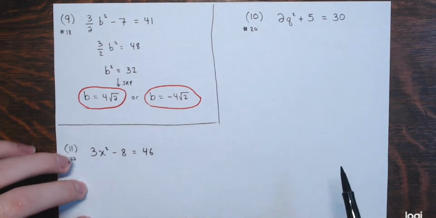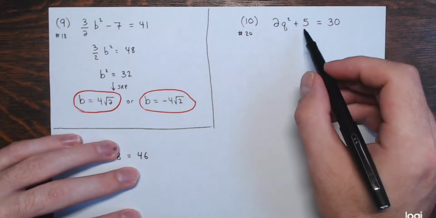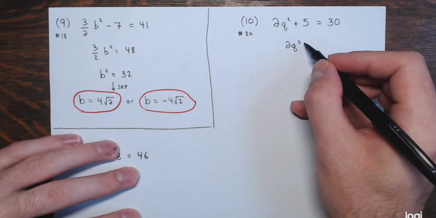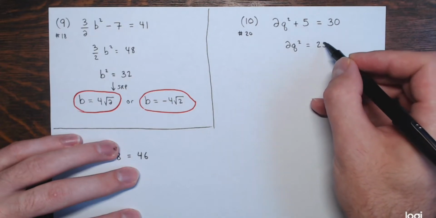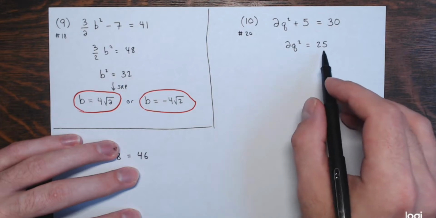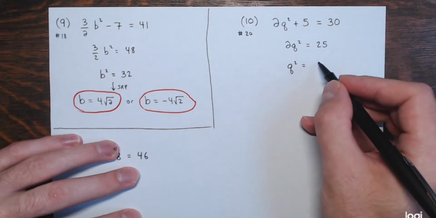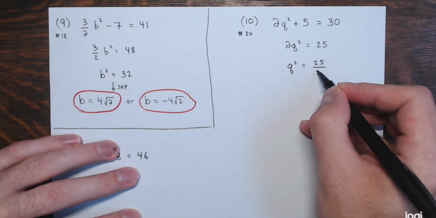All right. Example 10, which is exercise 20 in the text. So first I'd subtract 5. We have 2q squared equals 25. And then divide by 2. So q squared equals 25 halves. Right? This does not simplify any further than that.